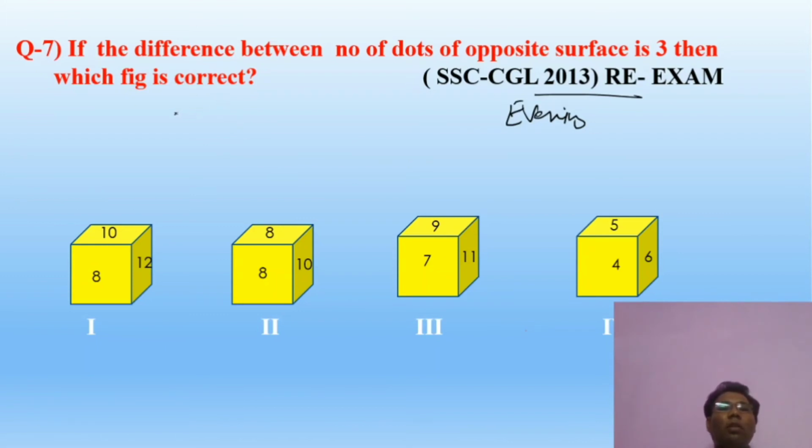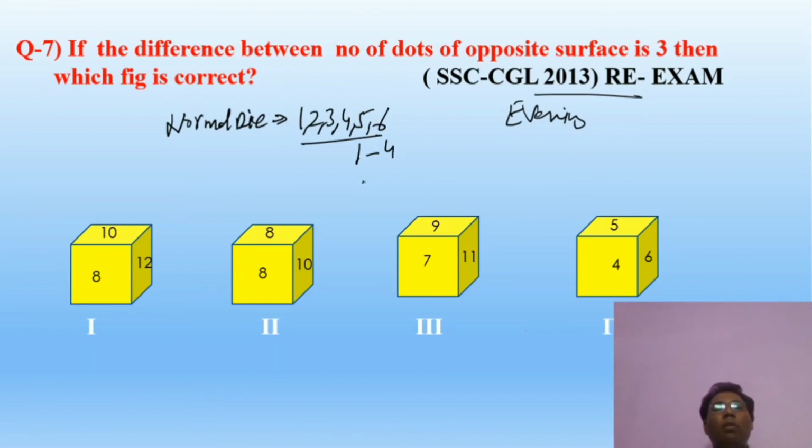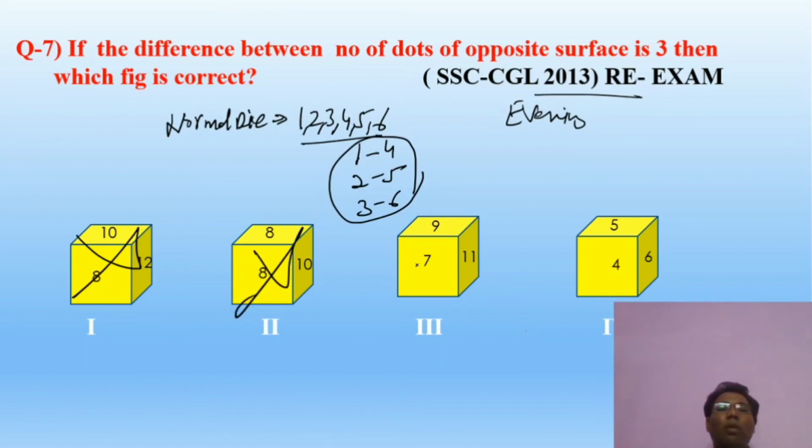Here it is not mentioned whether it is even or odd, which means it is a normal dice. The numbers on a normal dice are 1, 2, 3, 4, 5, 6, and the difference is 3, which means opposite to 1 is 4, opposite to 2 is 5, opposite to 3 is 6. This is our combination. This option is not possible because the numbers are greater than 6. So our answer is this.